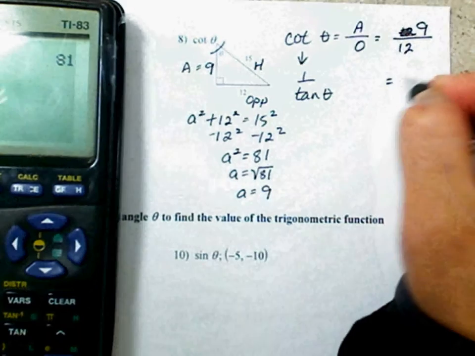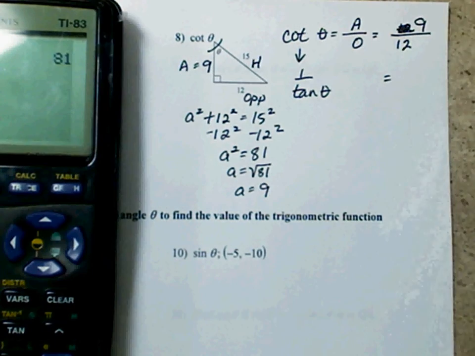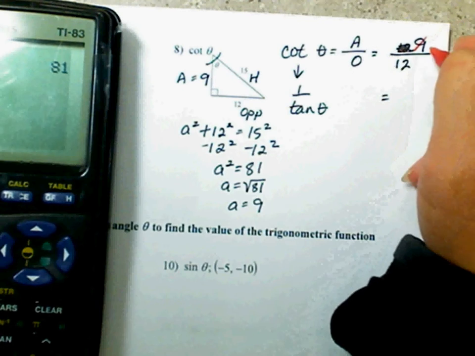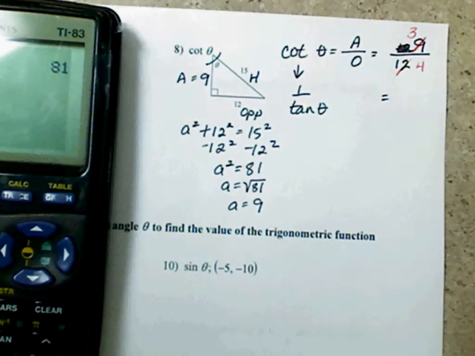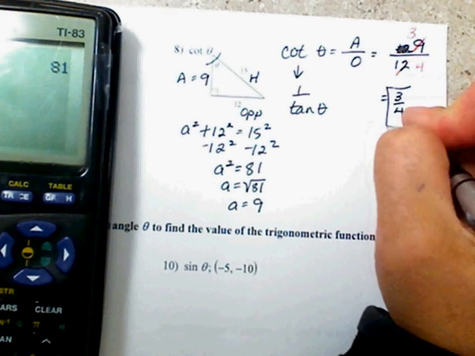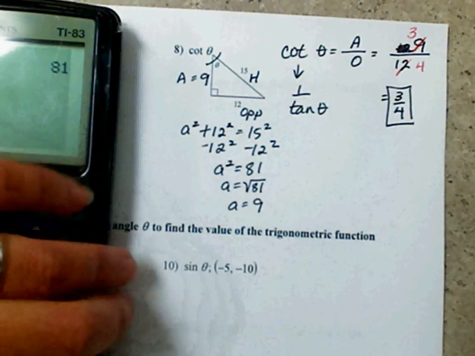Simplify, 9 over 12. What goes into 9 over 12? Well, the greatest factor that goes into 9 and 12 is 3, so we're going to divide each by 3. 9 divided by 3 leaves you 3. 12 divided by 3 leaves you 4. So your final answer is 3 over 4. Fraction, ratios. Okay. Go on to number 10.